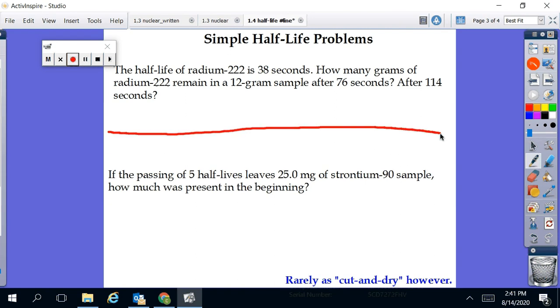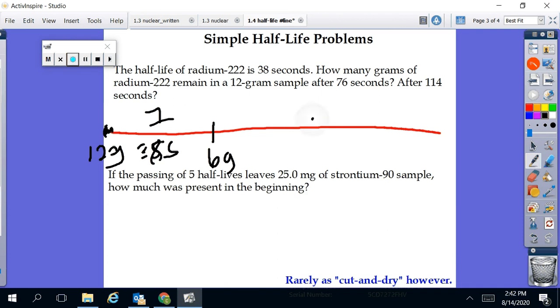Okay? And I start at the beginning number, okay, with 12 grams, because that's what I'm starting with at time 0. Okay? And I want to know how much is going to be left after 76 seconds, after 114 seconds. So knowing what I know about half-life, after one half-life, which is 38 seconds, I will have 6 grams after one half-life.